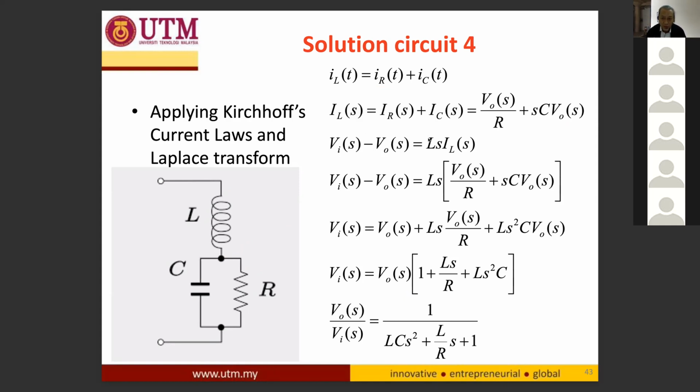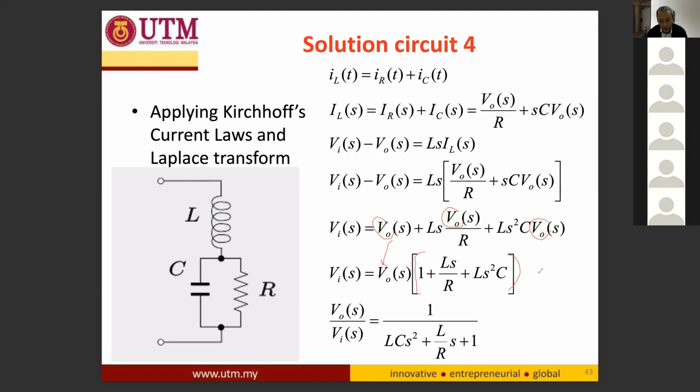Then rearrange the equations. Vi minus V0 is equal to LsIL(s). This one is from the main equations. Then insert this IL inside the equations. Then factorize the V0 common factor, and the rest will go into the bracket, which is 1 plus Ls over R plus LCs squared.